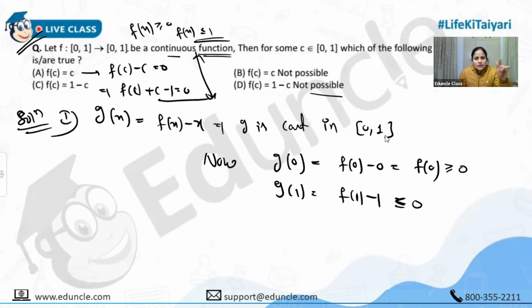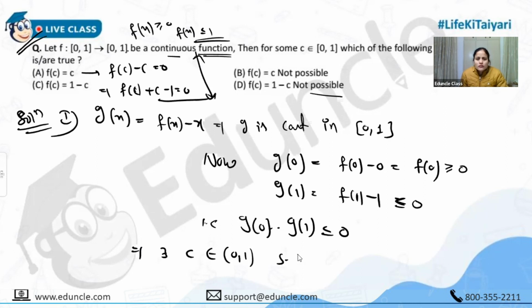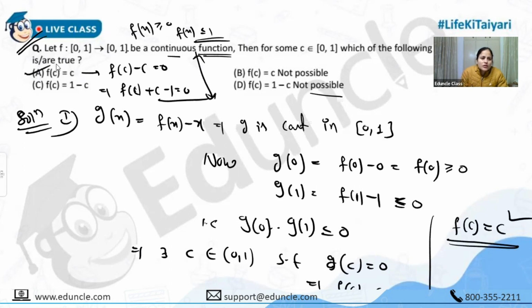So now g is a function defined on a closed interval and at both the endpoints the function takes different values, positive as well as negative, opposite sign. That is, g(0)·g(1) is less than or equal to 0. So by the corollary of the intermediate value property, there exists a point c between 0 and 1 such that g(c) = 0, that is f(c) − c = 0, that is f(c) = c. So it is possible, that is, option A is correct.